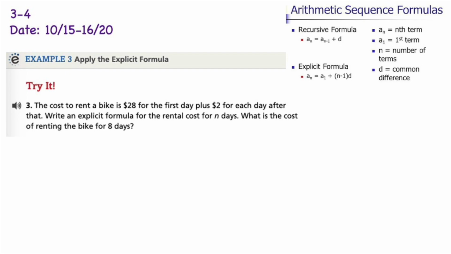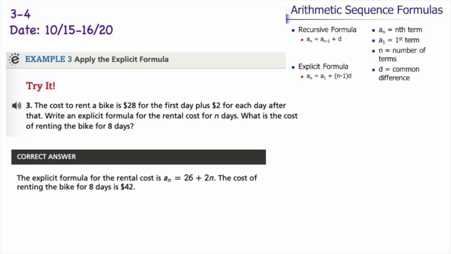All right, so example number 3, try it. The cost of renting a bike is $28 for the first day, but then it's $2 every day after. So you have to pay a little bit more up front, and it's less if you keep it longer than 1 day. Write an explicit formula for the rental cost for n days. What is the cost of renting the bike for 8 days? So we've got two parts here. We have to create the formula and then find out how much it's going to cost for 8 days.